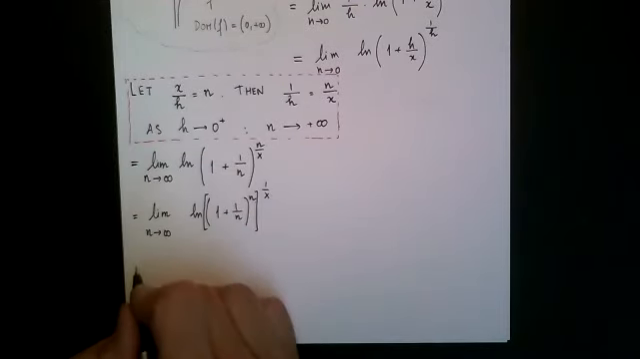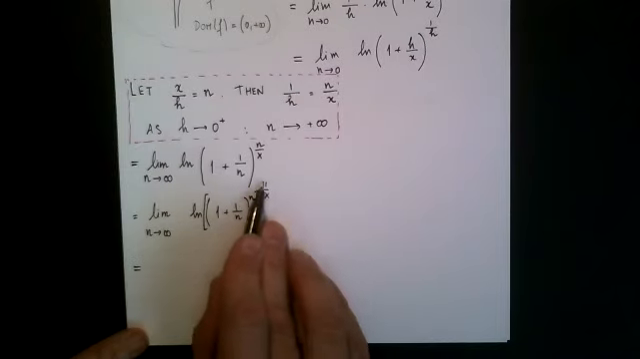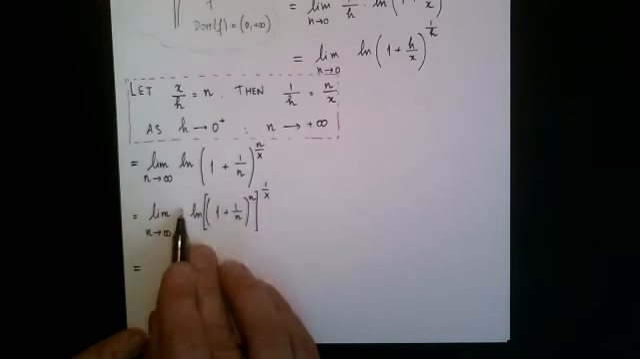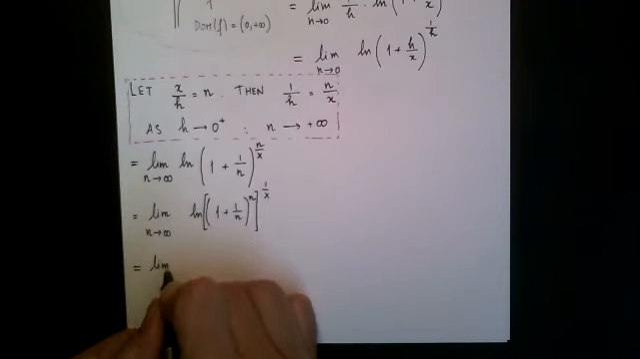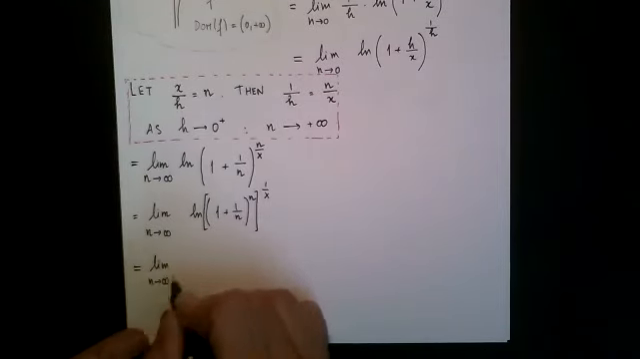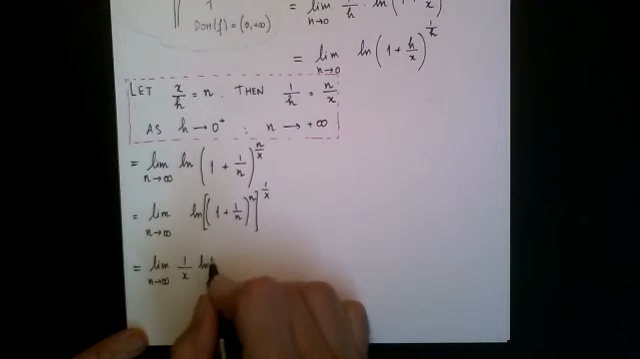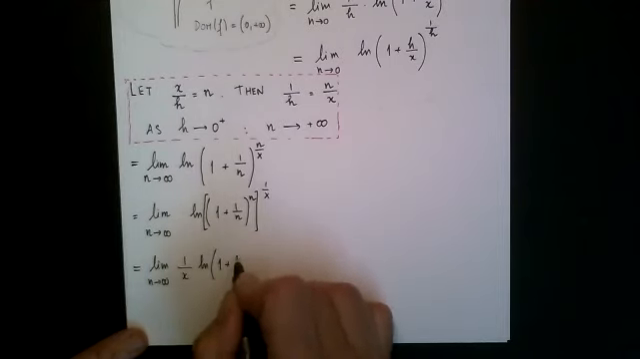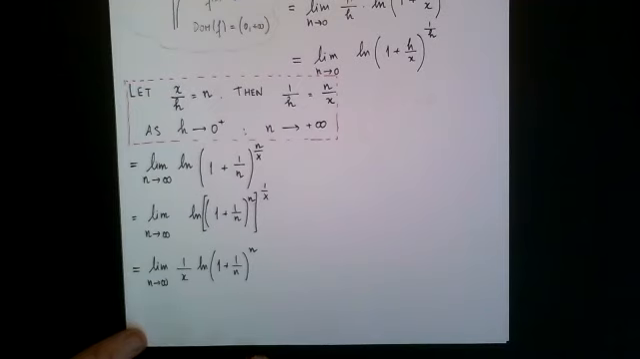Okay. Why did I do this? Because now I can put the exponent in front of the ln. I'm going to put 1 over x in front. So I get the limit as n approaches infinity of 1 over x times ln of 1 plus 1 over n to the power n. All good?